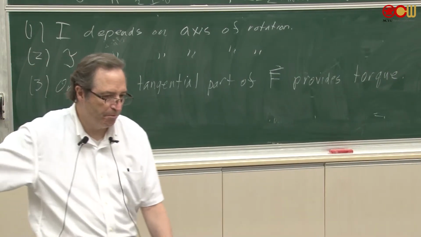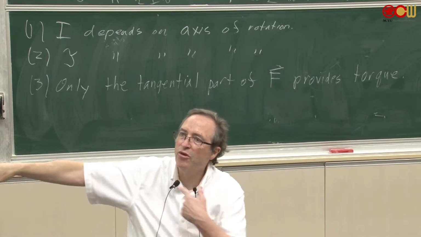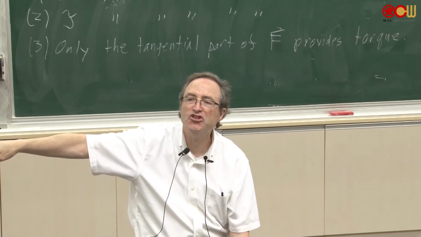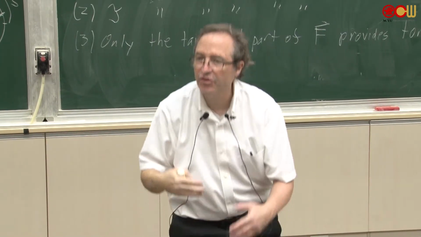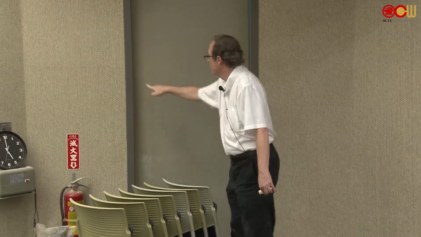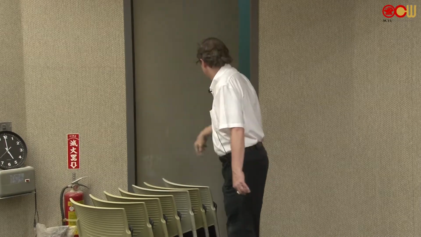Remember when he pushed on me straight towards me? There was no tangential part of his force, and so I didn't rotate. The same is true for anything. All right, see this door? This very clearly indicates the importance of two things. One is where you exert the force, and also the other. Same idea as when I was there. I can push here. It's pretty easy. But if I try to push here, I have to push a lot harder to turn that door, open that door.